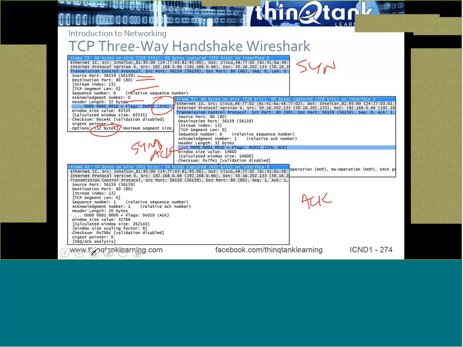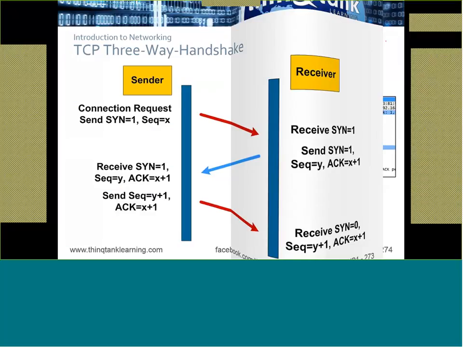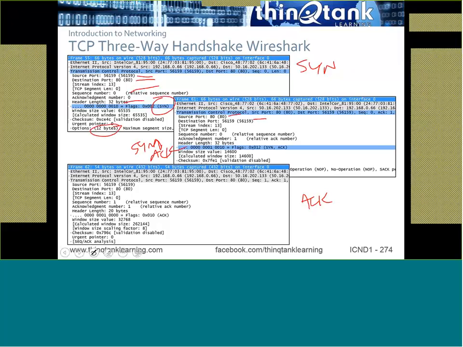Sorry about that. So the second part of this conversation, if you look at the second capture, we see the port numbers actually changed, didn't they? Port 80 became the source, and port 56159 became the destination, because this is the traffic coming back from the web server going to the client.